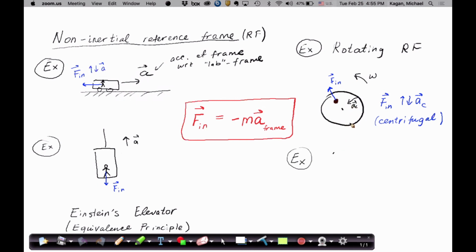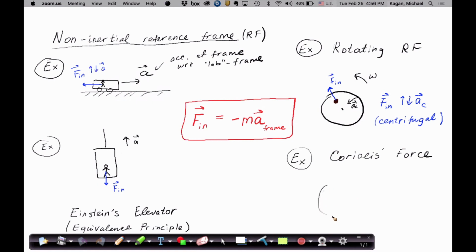So when you have a rotating frame, there are two fake forces. One is just this centrifugal force that's defined as minus m a centripetal. But there is one more force. It has a name to it. Have you heard of this guy? Yeah. Okay, good. So let me explain.